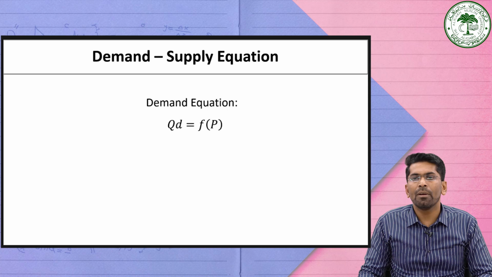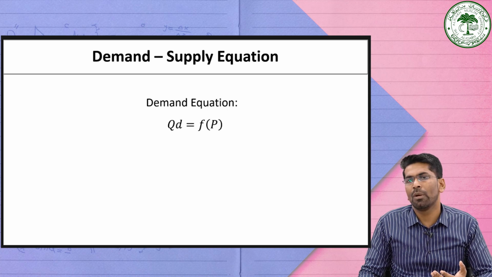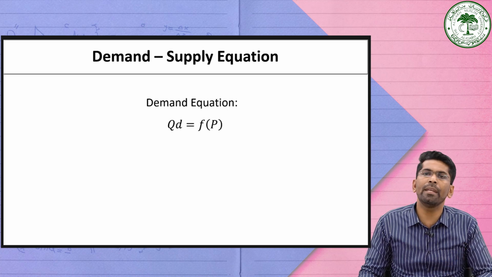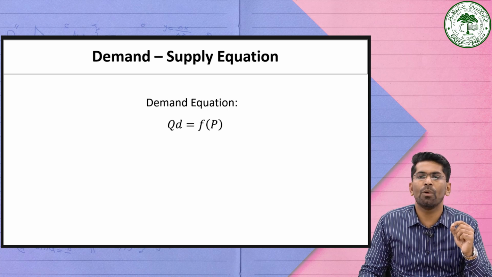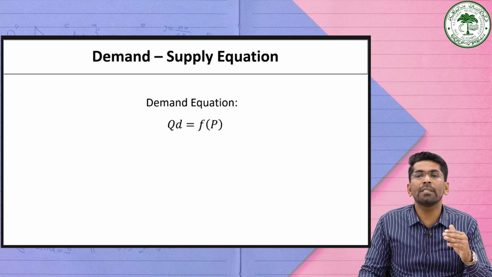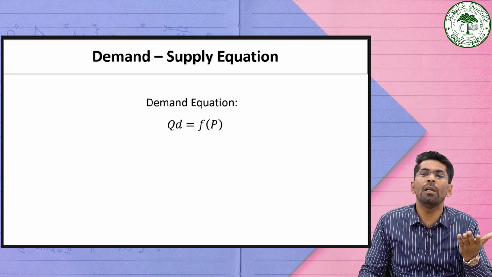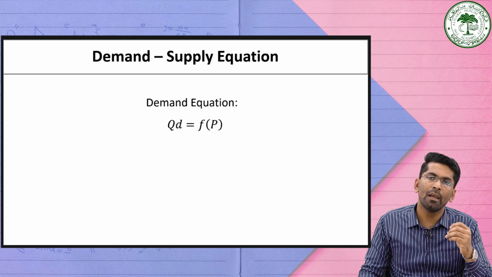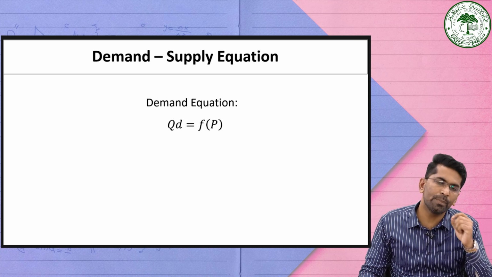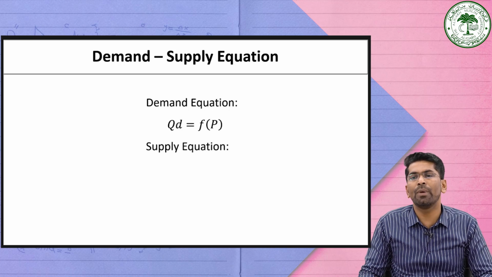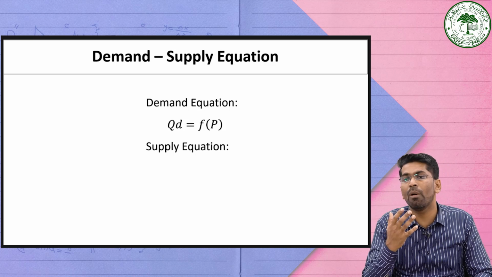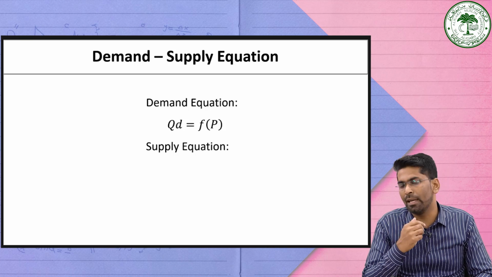In a similar way, we know the supply as well. We have defined it many times, but once again I am repeating here. The supply refers to the quantity of a product or service that producers are willing and able to offer for sale at various price levels during a specific period of time. We have a supply equation as well, which represents the relationship between how much quantity of a commodity is supplied by the producer and its price level.